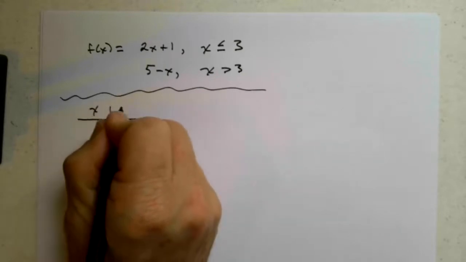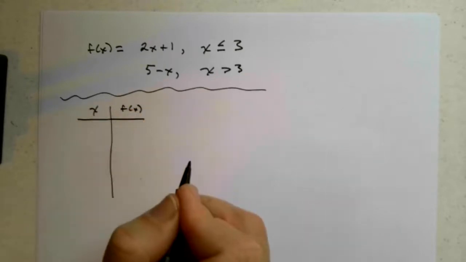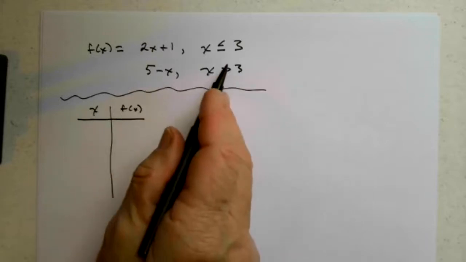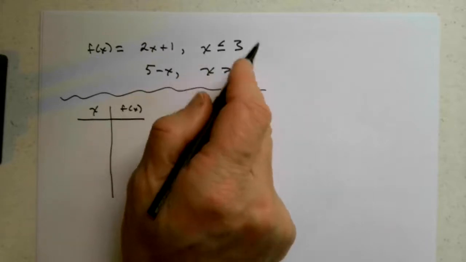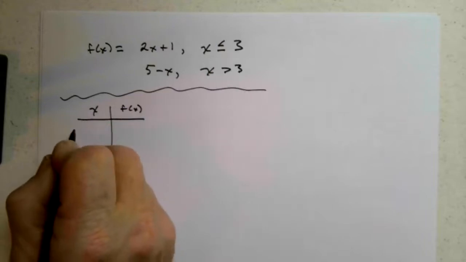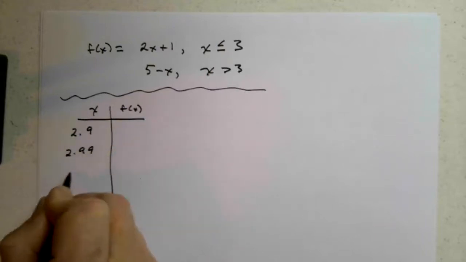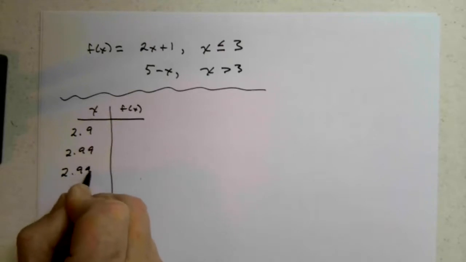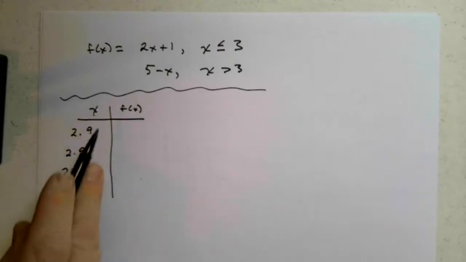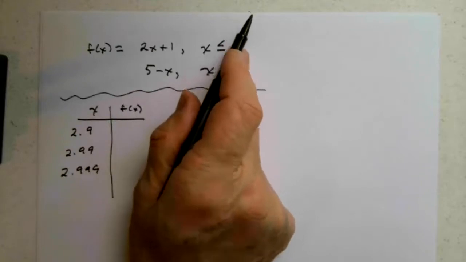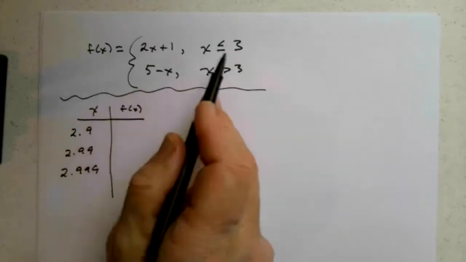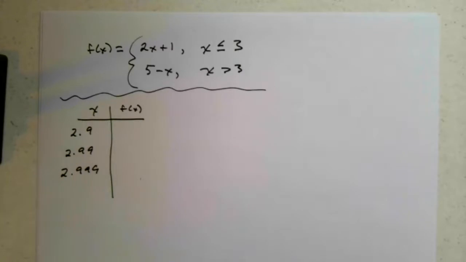So x, f of x. So approaching it from the left to 3. What happens at 3 is irrelevant. What happens near 3 is what we're interested in. So how about 2.9, 2.99, 2.999. And you see for all of those, we're on the first branch of our piecewise function. We're on the 2x plus 1 part. So let's do 2 times 2.9 plus 1, etc.